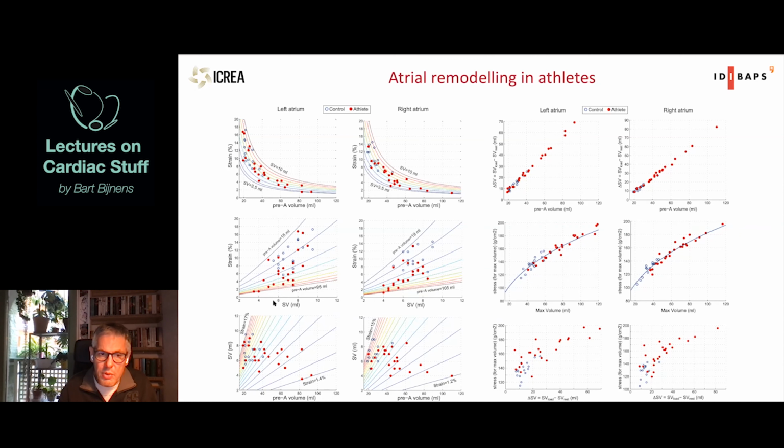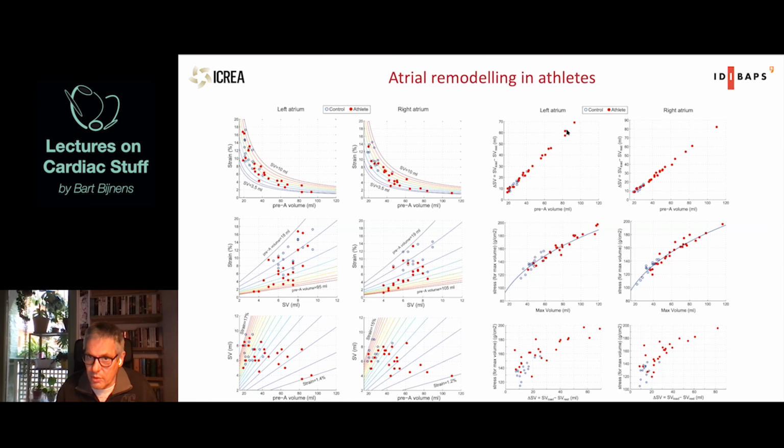So you see that there's a subgroup that has low stroke volumes, and that is not necessarily going together. And here is just some kind of an extrapolation. This is looking at the potential to increase your stroke volume given your volume and the strain. So some have these very large hearts, or very large atria in this case, but the rest of the heart will also be large.